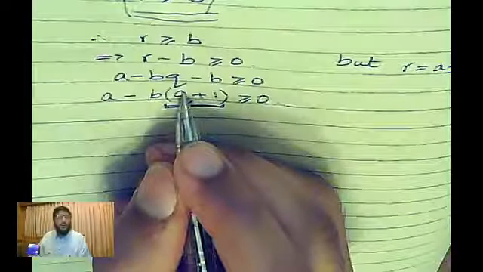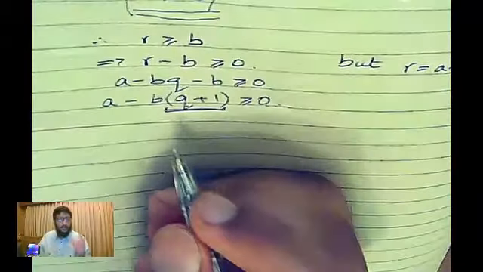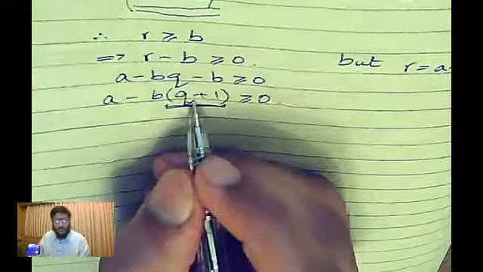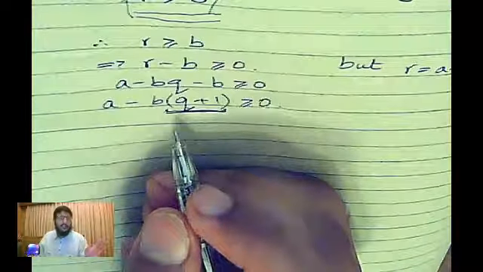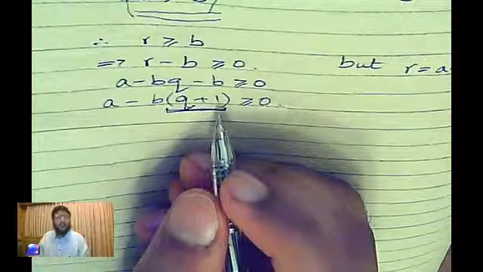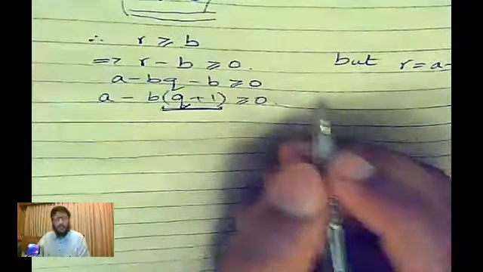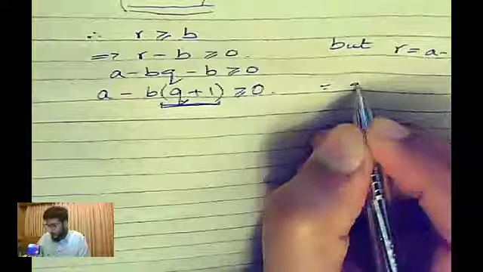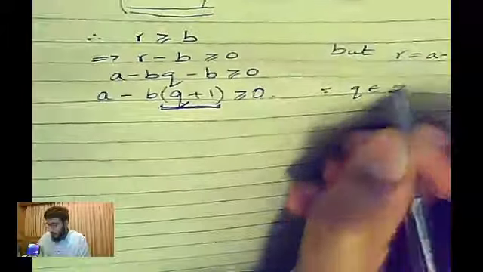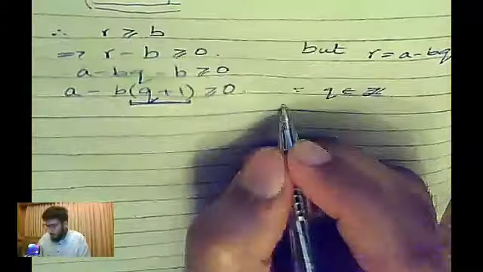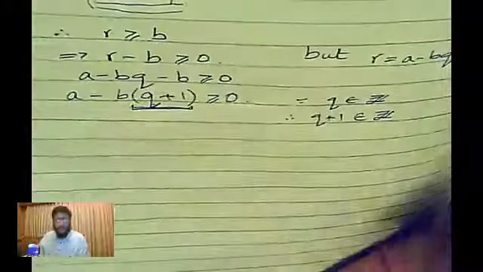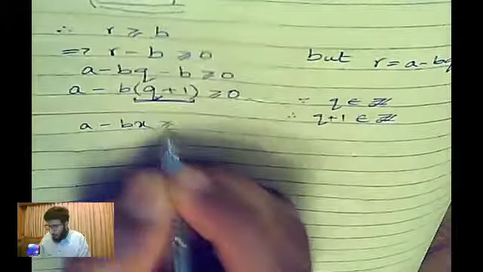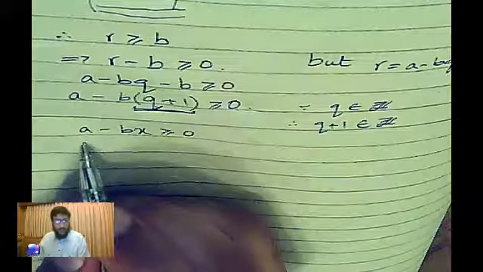Now Q was an integer. We supposed that Q was an integer, alright? Q was not anything other than an integer. So Q plus another integer should be an integer too, as Q belongs to the set of integers. Therefore, Q plus 1 also belongs in the set of integers. So we can write this as A minus BX is greater or equals to 0. Right?